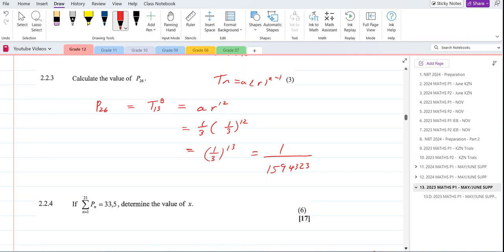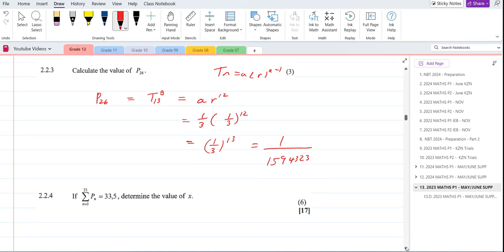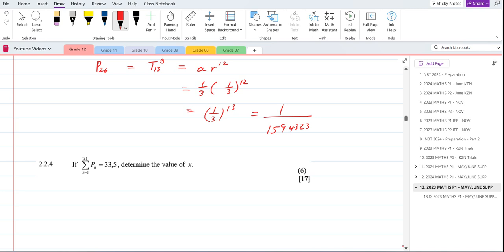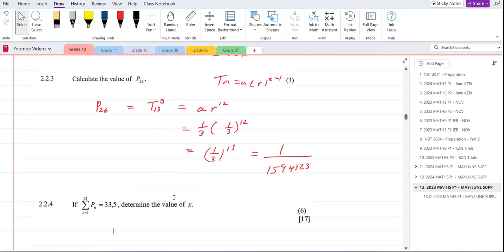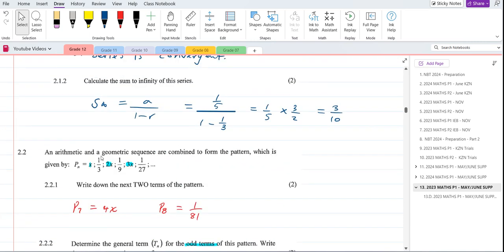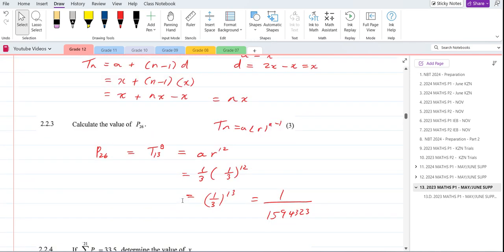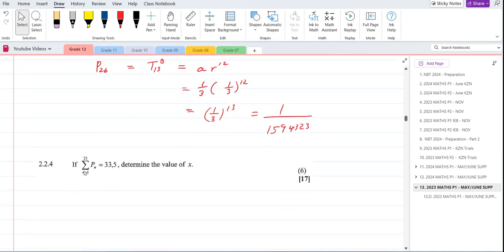2.2.4, we have the sum to 21 terms of Pn is equal to 33.5. Determine the value of x. Now we know that the odd terms are arithmetic, x, 2x, 3x, and the even terms are basically geometric. So remember, you're going to have 11 odd terms because we started with an odd term of arithmetic. So you've got S11 of arithmetic plus S10 of geometric, and that's equal to 33.5.